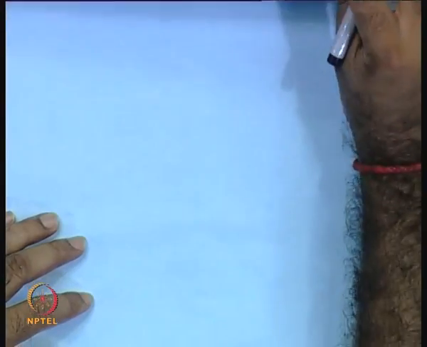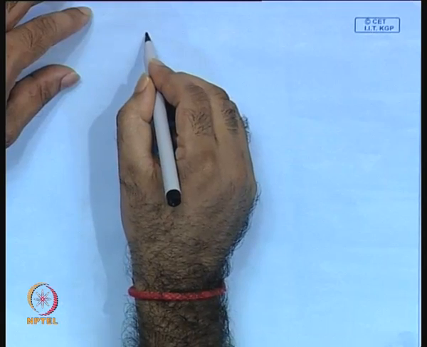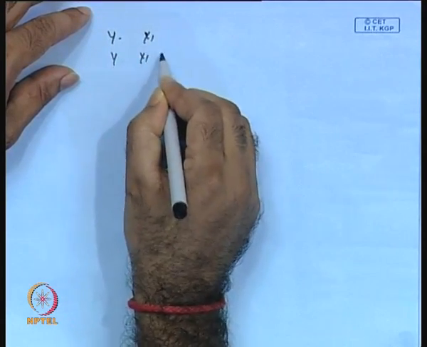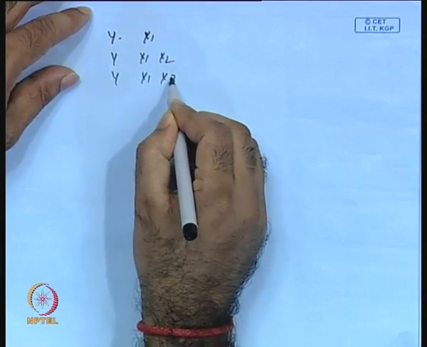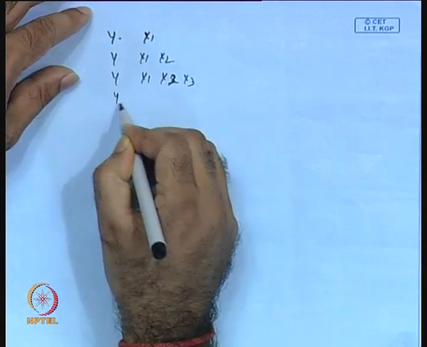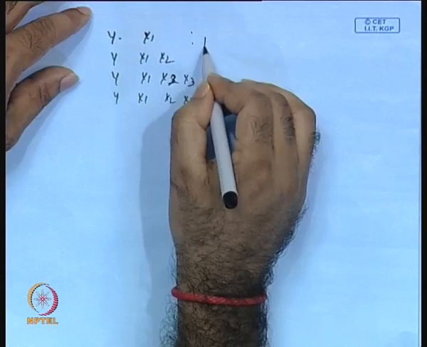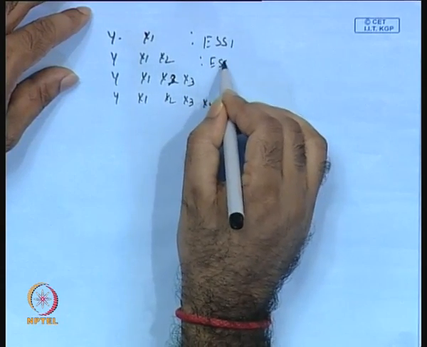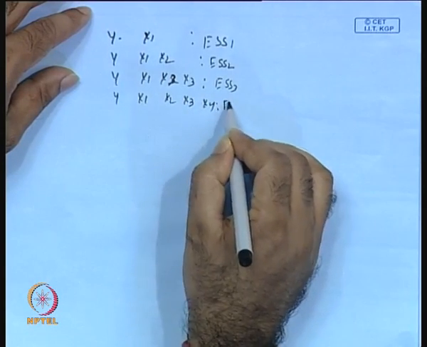Let us see here once again. The structure is like this. Here y x1, then y x1 x2, then y x1 x2 x3, then y x1 x2 x3 x4. I will call this explained sum of squares ESS1, this ESS2, then this ESS3, and then this ESS4.